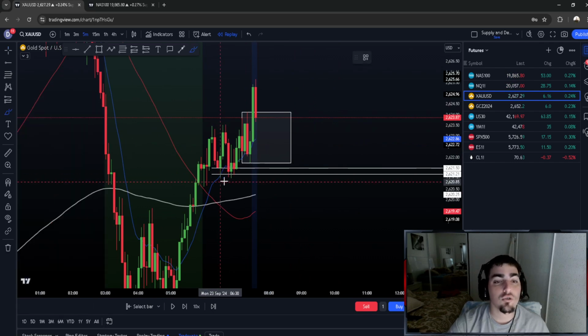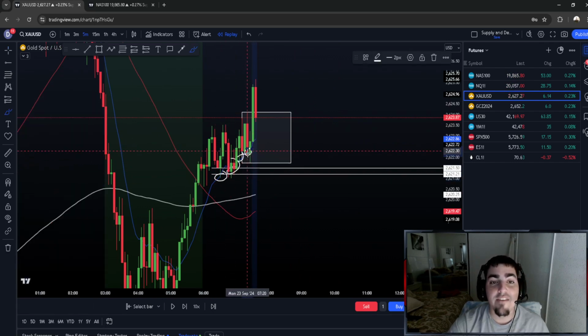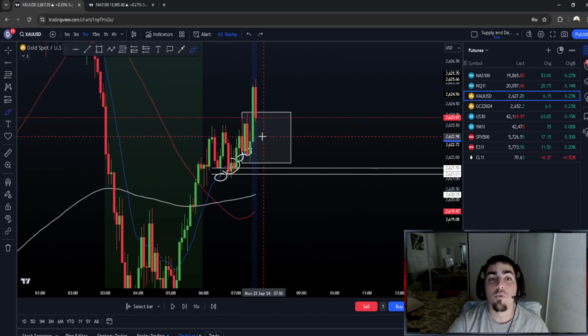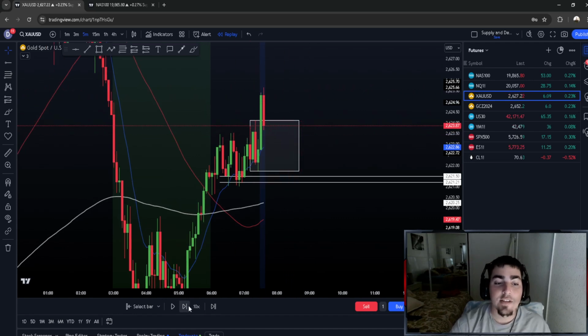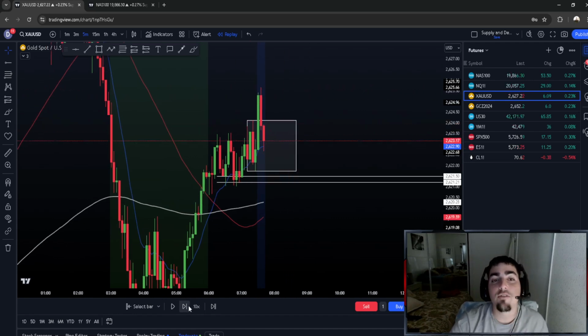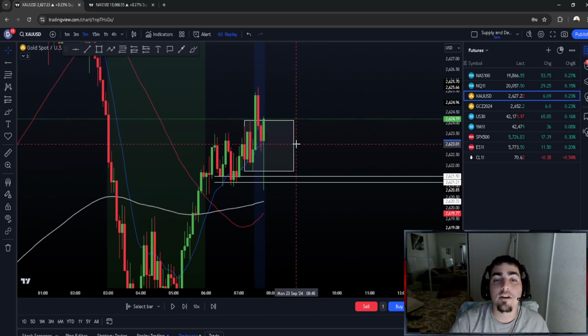I was looking at it. I see that we are also respecting the 13 EMA very well, so I like that. We are also sitting above the 200, and I know that the higher time frame is also bullish. Gold has been bullish for the last couple of days and weeks. So when I saw this, I'm waiting to see if we're going to break the candle. I wasn't going to take this trade, if I'm being honest.